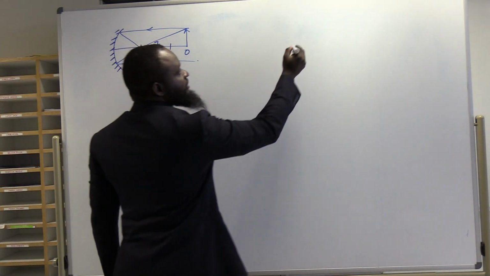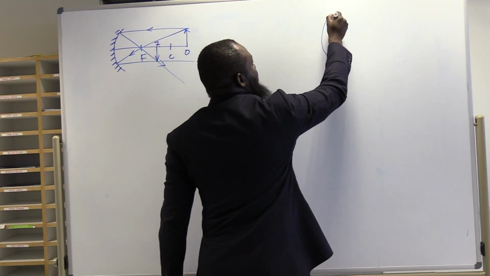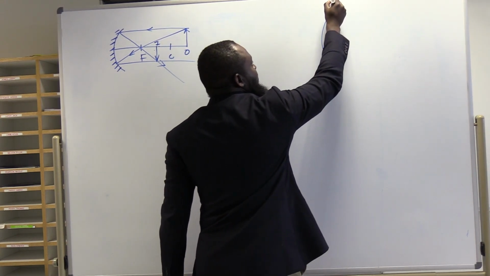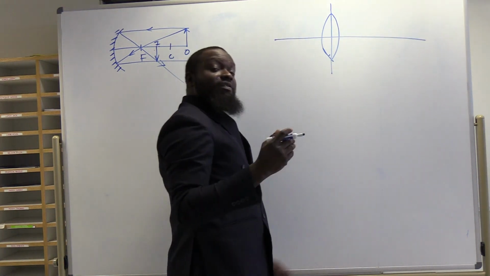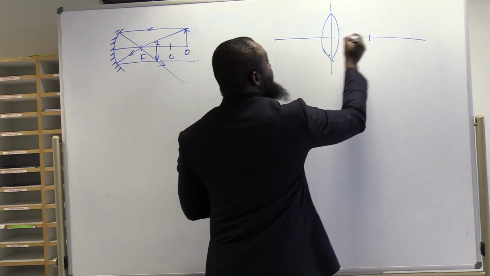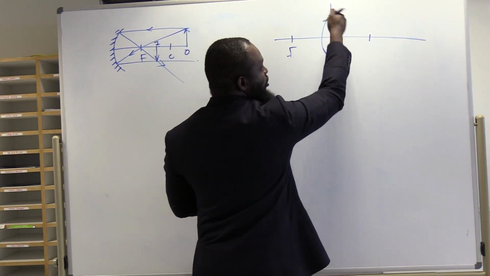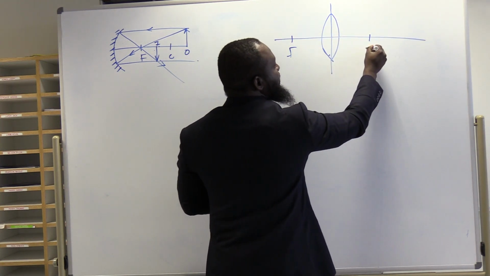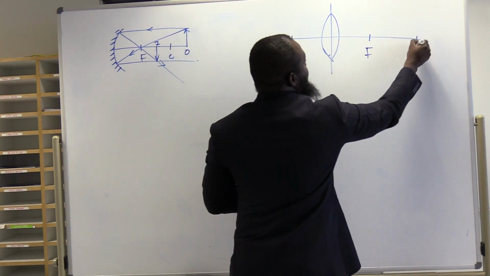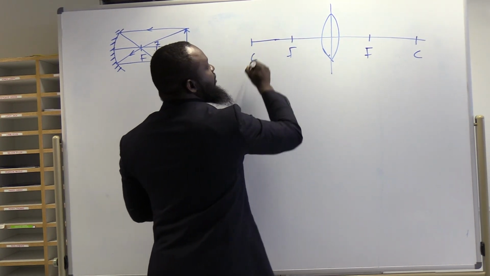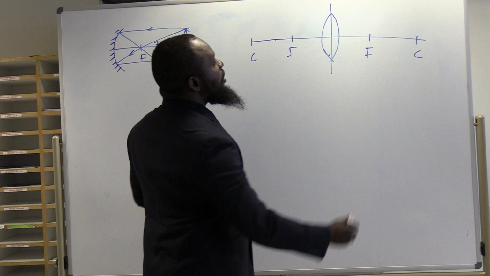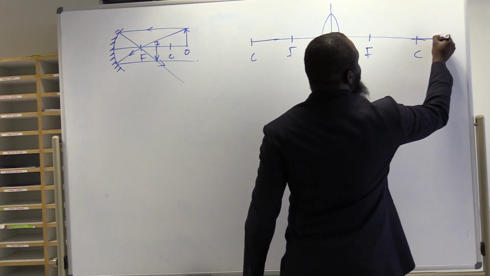Let's do the lens counterpart. A concave mirror behaves like a convex lens. So we draw a line at the center like this, and we draw a principal axis. A convex lens has two focal points, one on each side, because it has two curved surfaces. It's biconvex, that's what they call it. And then two centers of curvature like that. So object beyond C means the object is somewhere here.